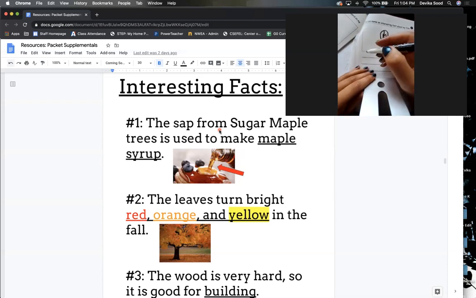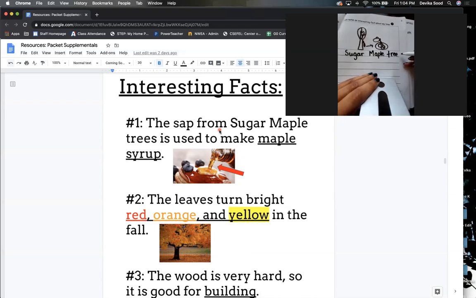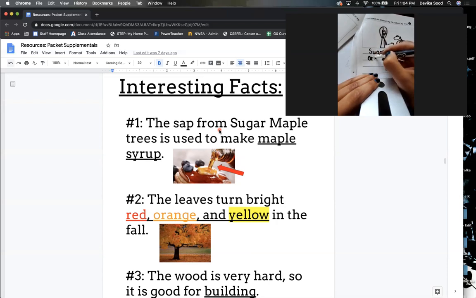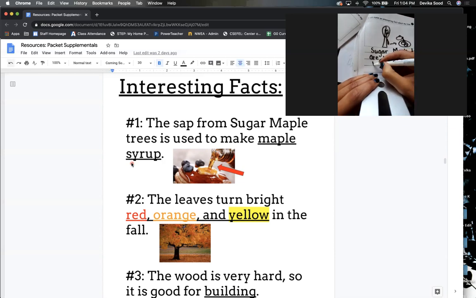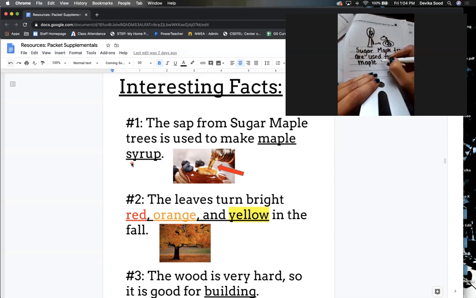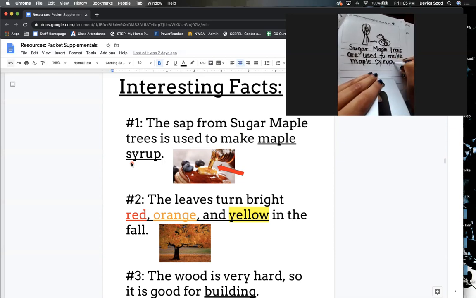And I'm going to write sugar maple trees are used, and all these words are here, used to make maple syrup. Y ahora voy a escribir el sugar maple. El árbol de sugar maple se usa para hacer maple syrup, que es miel de maple.